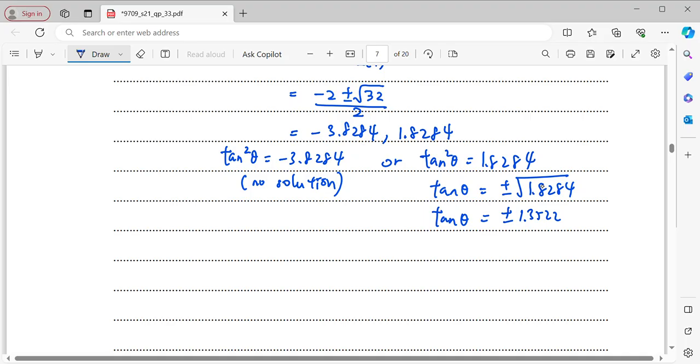And now your tangent theta will be plus minus values. That means it will be in first and second quadrant. First quadrant is when it is positive. Second quadrant when it is negative.